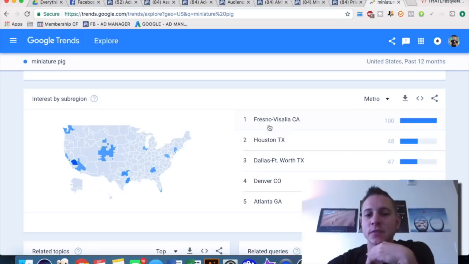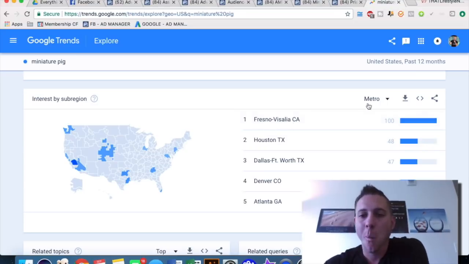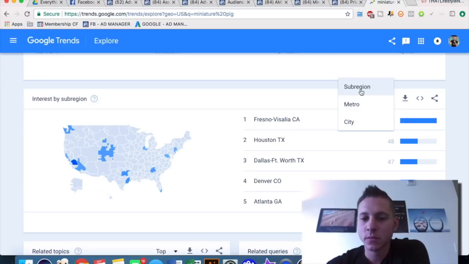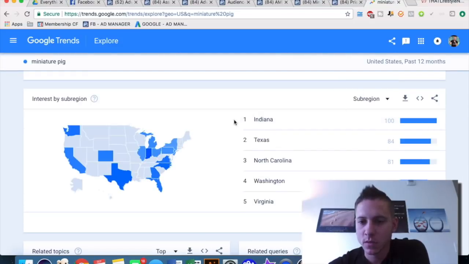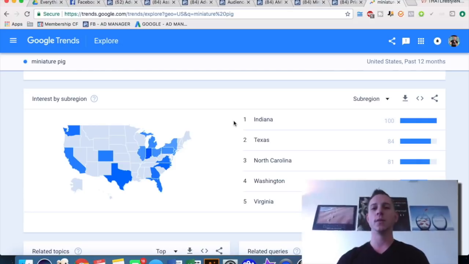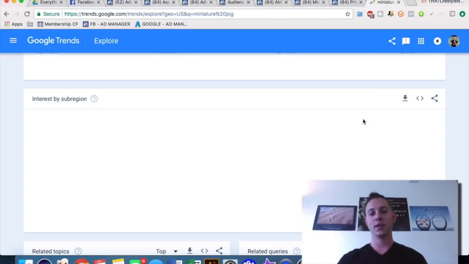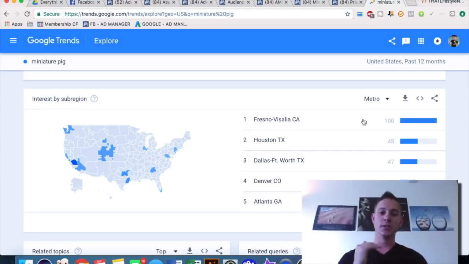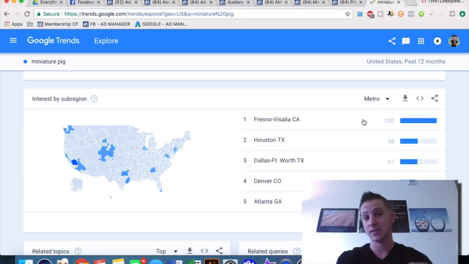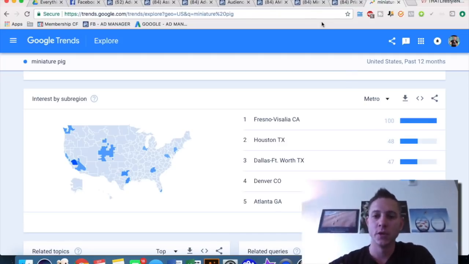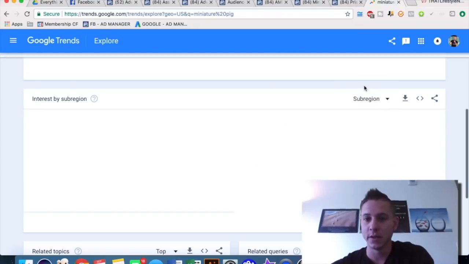So Houston, Texas, Dallas, Fresno, Visalia, right? So we could narrow this down, but this is where you'd want to split test, right? So you could do one campaign where you choose all the same narrowers, everything the same, but you choose Indiana, Texas, North Carolina, Washington, Virginia, and you could do one campaign where you do everything the same, but choose Fresno, Houston, Dallas, Denver, Atlanta, and see, because Facebook at the very end of the day is all about testing, right? So you want to test, does this work better? Does that work better? And then from there, you can actually really see which one is more profitable, which in the end is the purpose of every campaign.